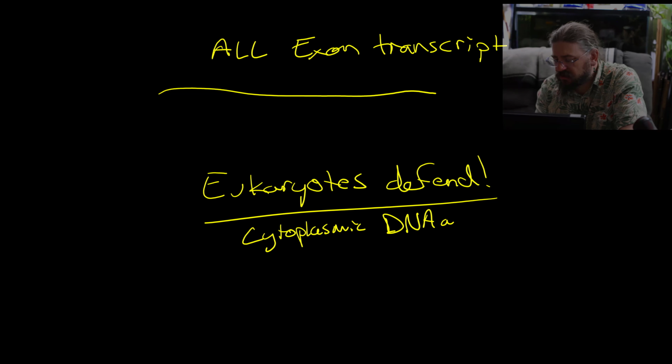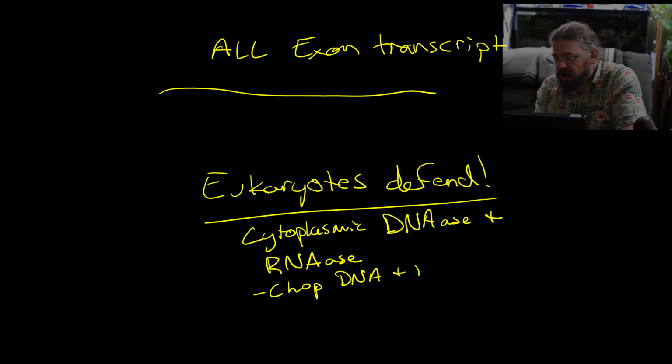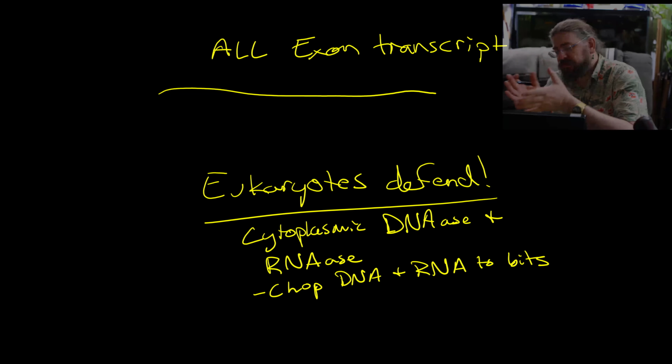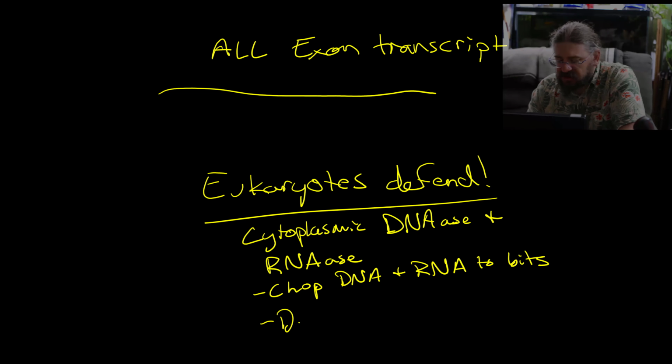DNAases and RNAases. And these chop DNA and RNA to bits. The idea being, if a virus puts its genome into the cytoplasm of the cell, these enzymes are going to chop that DNA and RNA to bits, right? This is defense against viruses.